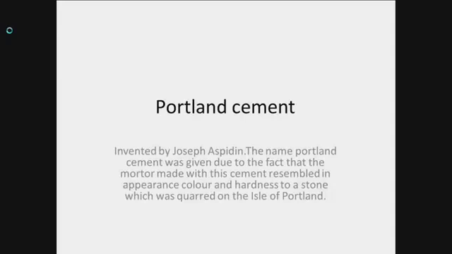compounds or stones containing silica, alumina and iron oxide, etc., and burning them in large rotary kilns at a temperature of approximately 1400 to 1500 degrees centigrade. At this temperature, the materials partially fuse together and form clinker. Clinker is basically an aggregation of these finely divided particles.